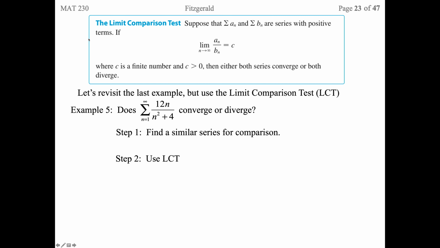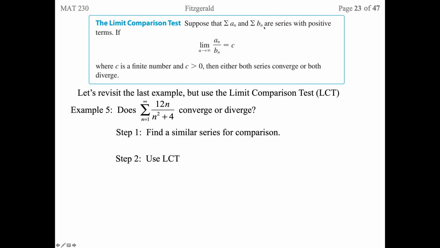Okay, welcome back to part 2, 11.4. So here's going to be our new test that we're going to look at. It's called the limit comparison test. It now states that suppose again you have your two sequence function series here. They're both with positive terms just like before.